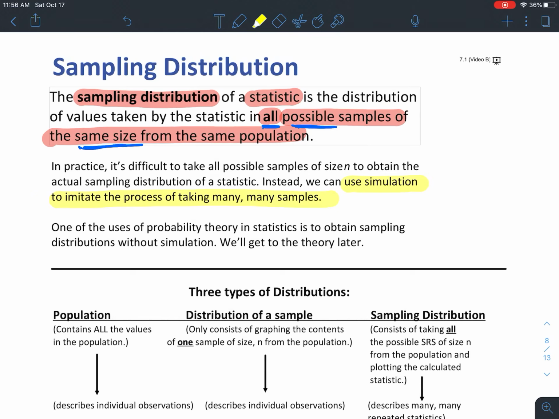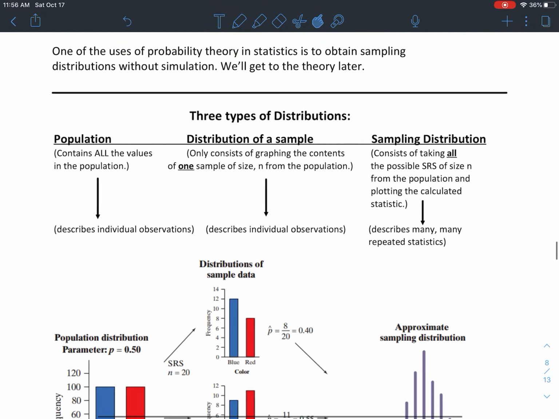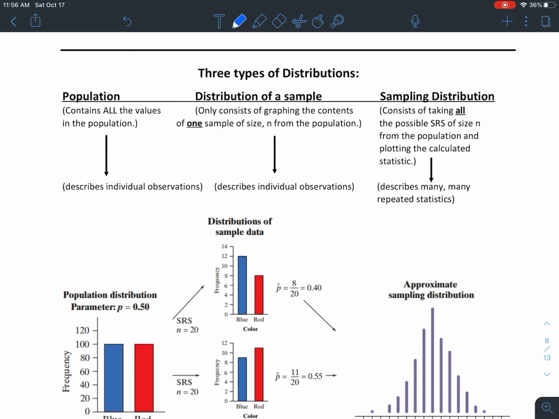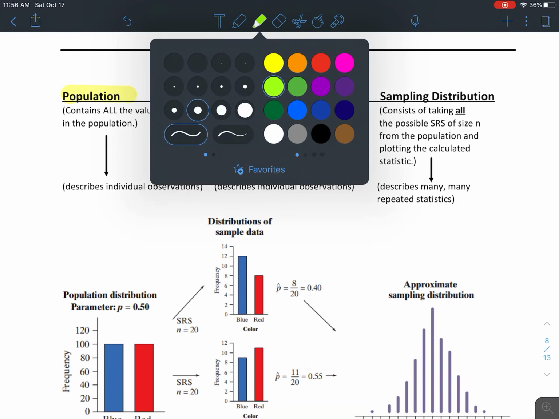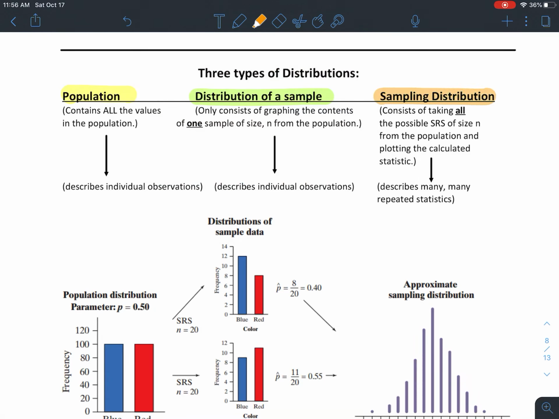We will eventually learn a little bit with probability that will help us arrive at the conclusion that we're after without doing a simulation. But it's really important that you understand the distinction between a population distribution, a distribution of a sample, and then a sampling distribution. Those are three completely different things. And so let's just break down very briefly here.